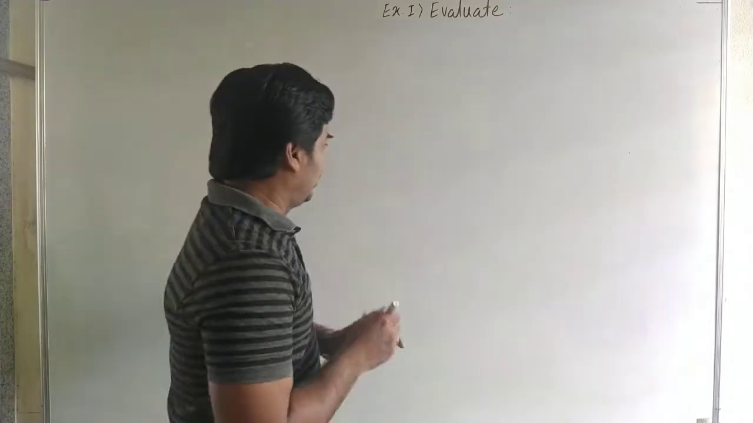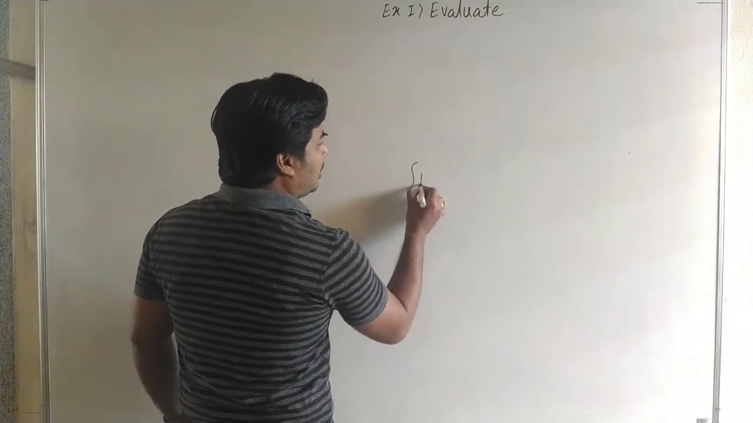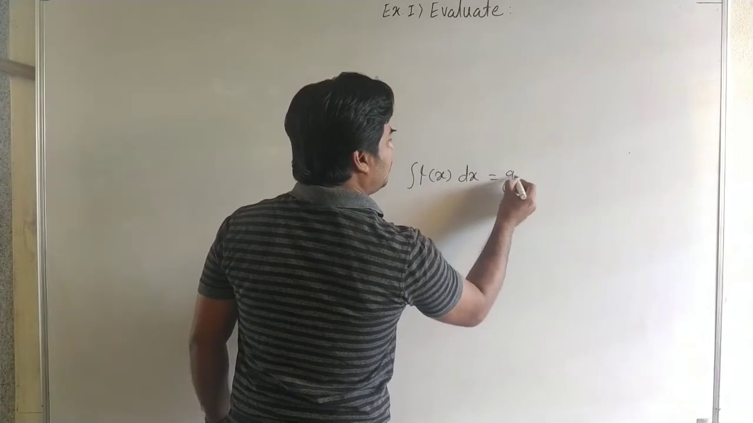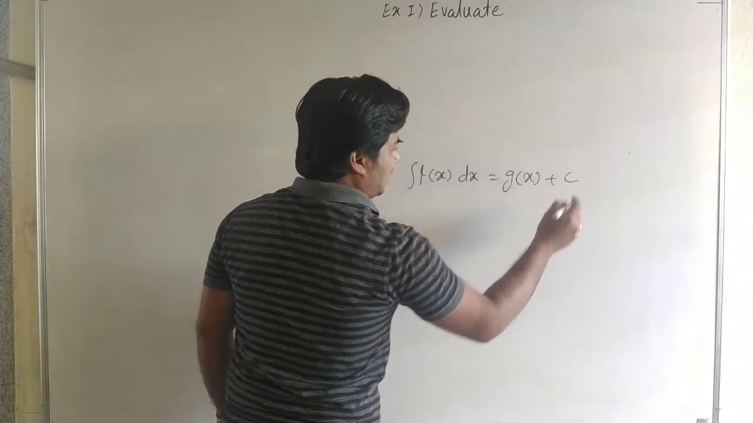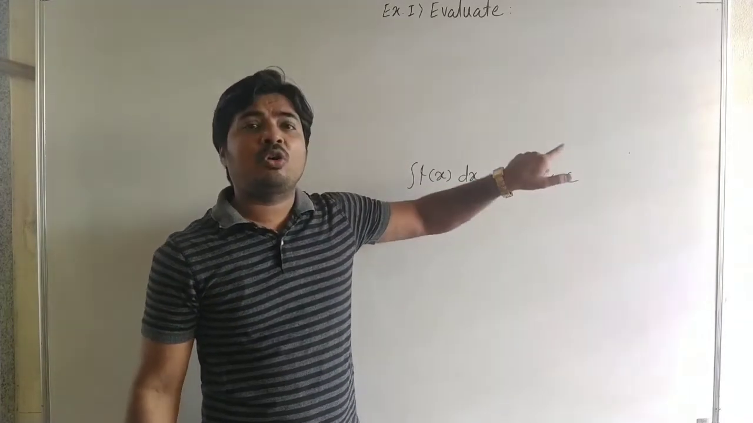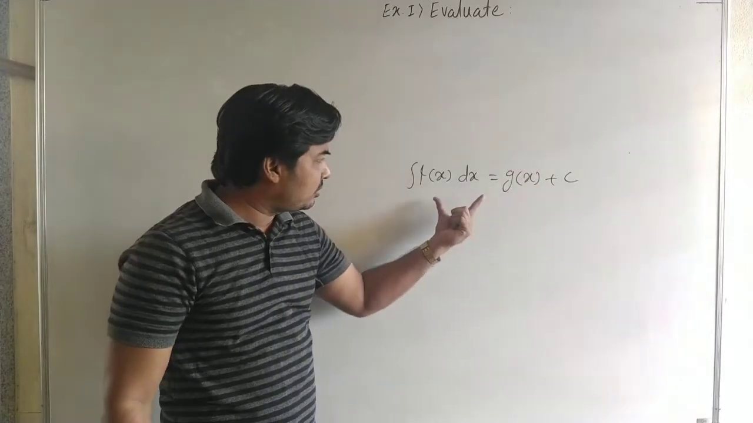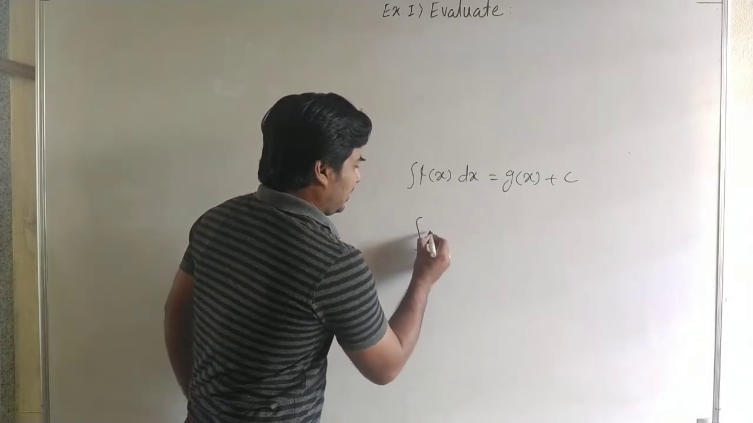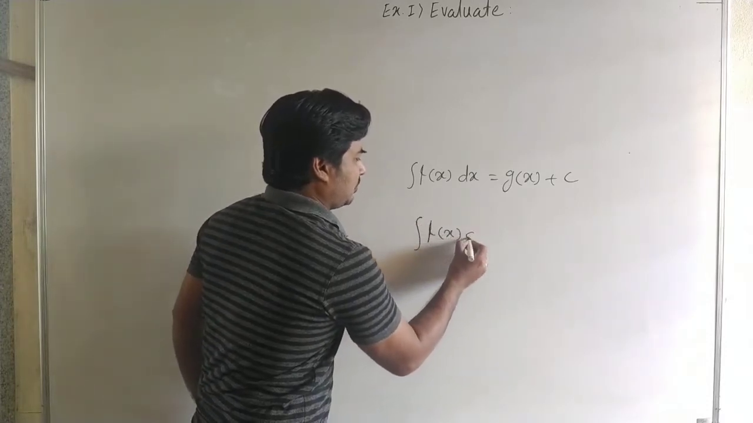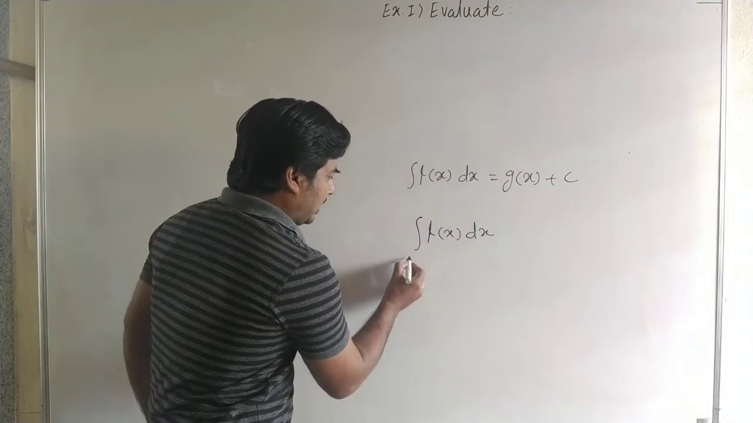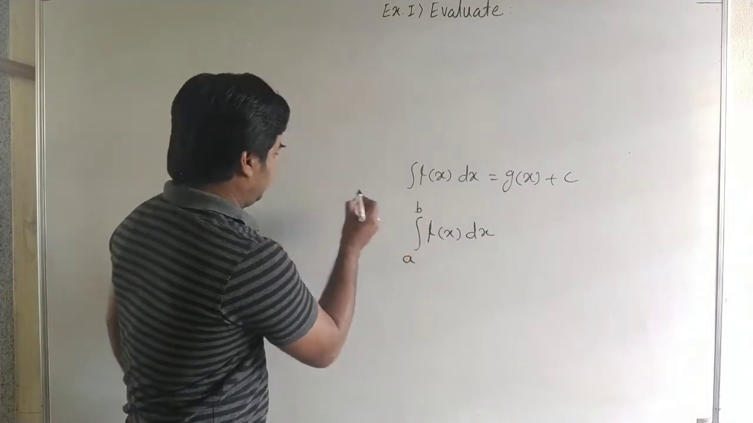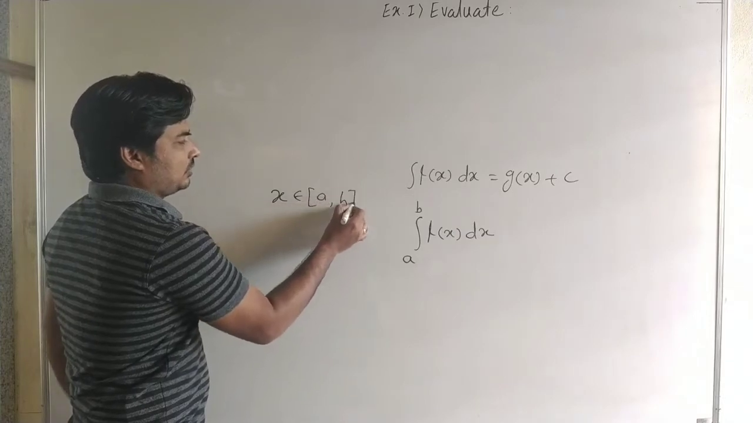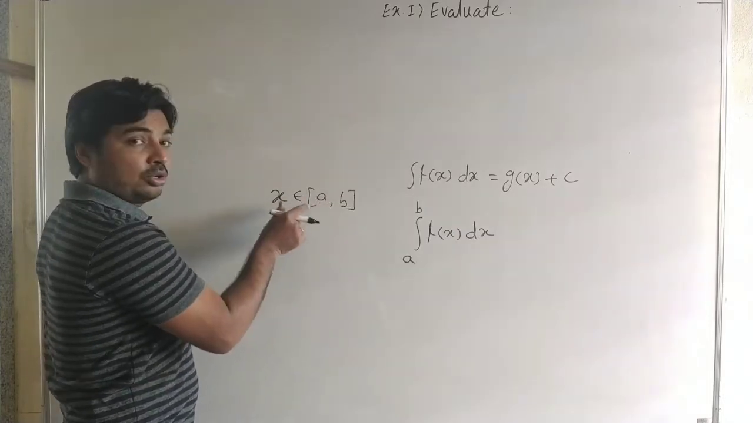Here we know the integral of f of x is equal to g of x plus c. Here c is an integral constant which is not unique, so it is called the indefinite integral. Now in the definite integral, we have the integral of f of x dx with a limit a to b. That means the values of x belong to a comma b.